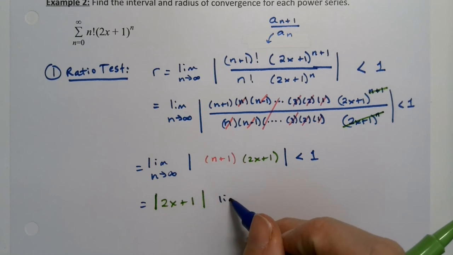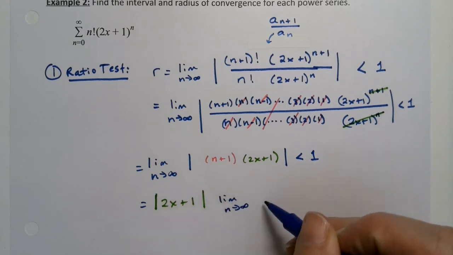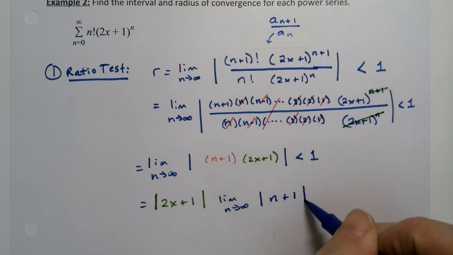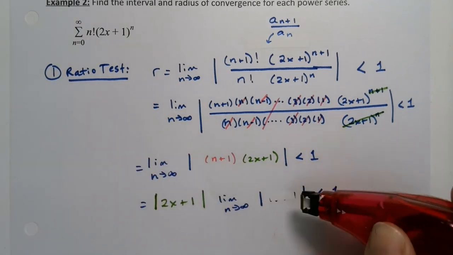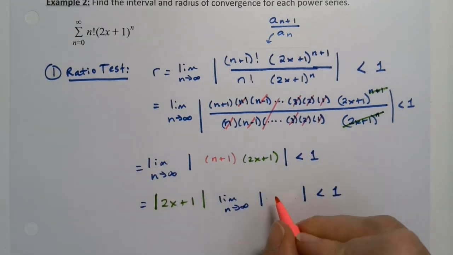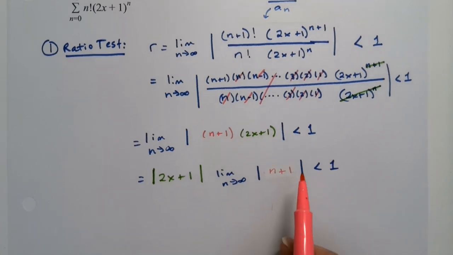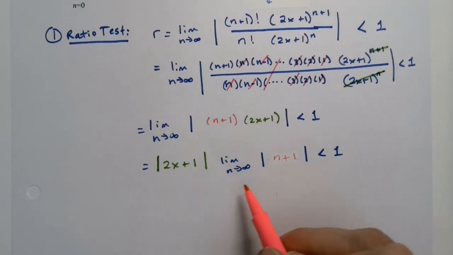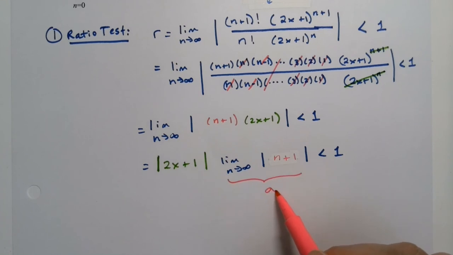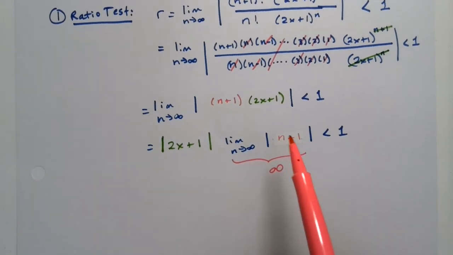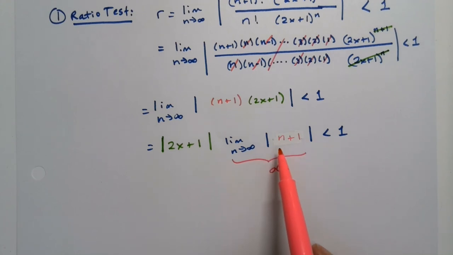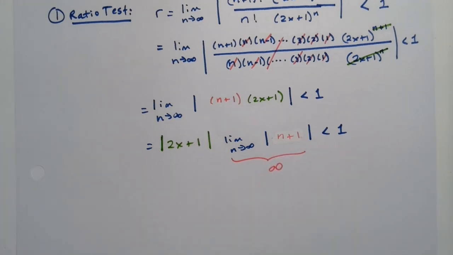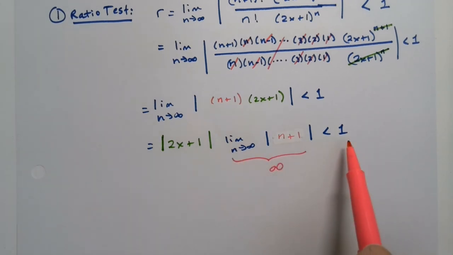And then I'm having the limit as n goes to infinity of the absolute value of n plus 1. And if you're thinking that's a problem, you would be right, because the absolute value of n plus 1 as n goes to infinity is infinity, right? So this is a problem. That's infinity. So how in the world, if I take something infinitely large, how can I make it so that it's less than 1? So if this is 1,000,000, how can I make this less than 1?